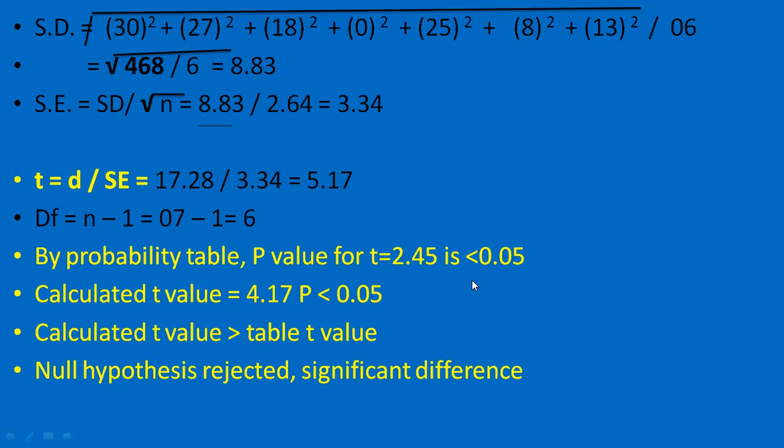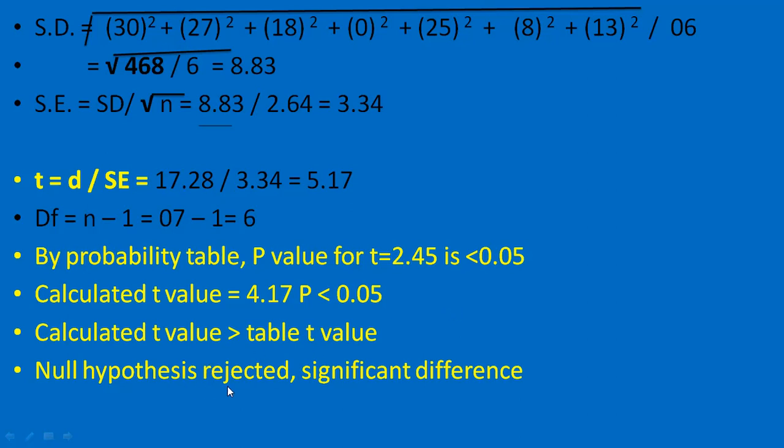So it will be a significant difference. So the p value will be less than 0.05. The calculated value, that is 5.17, is more than the table t value. That's why it will be a significant difference. So treatment has an effect on the breathing capacity. After treatment, the breathing capacity has improved.